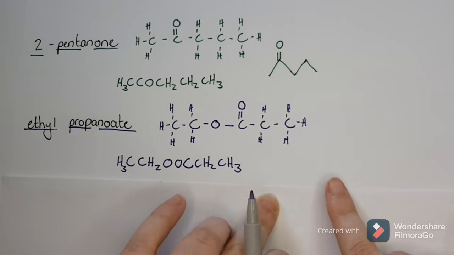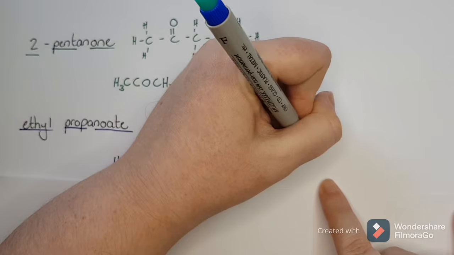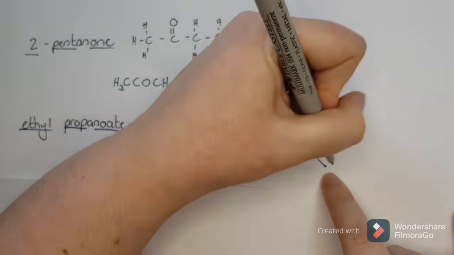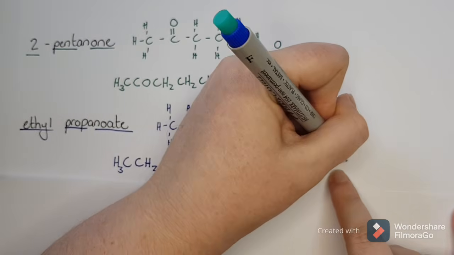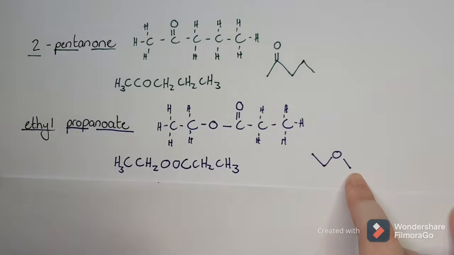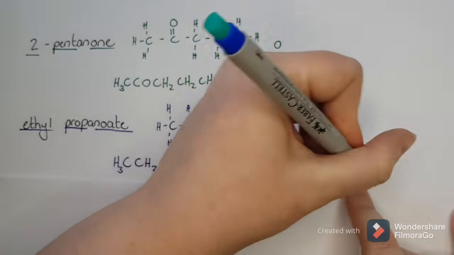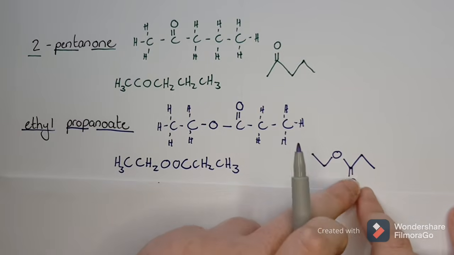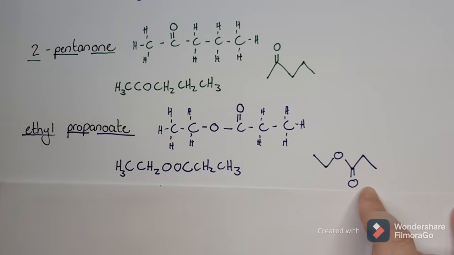And then if I'm going to draw that skeletally, I'm starting with my first carbon. So I've got carbon 1, carbon 2, and then from carbon 2 there's an O in the middle to the next carbon, which then had carbon 1, 2, and 3. And on that carbon there was the O. So there's my ester functional group in the middle of my skeletal formula.